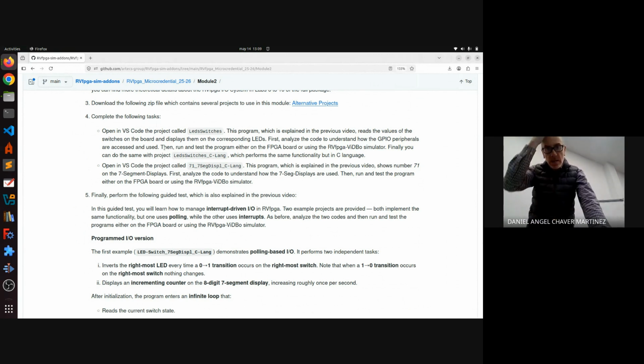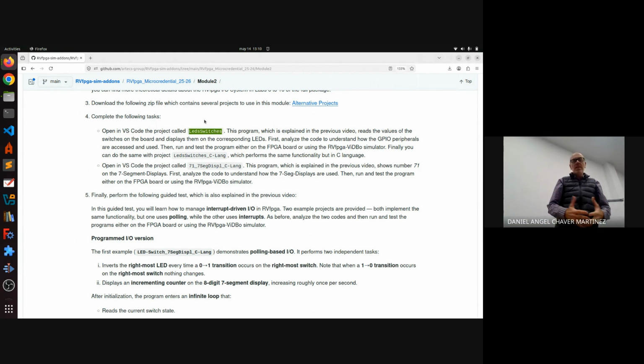several projects included there in the alternative projects that you've just downloaded, and they are guided programs using these peripherals that you will be using later in your exercises. So one is LED switches that, as the name says, it uses the LEDs and the switches on the board with a simple functionality. There's the assembly language program and the C language program. You should look at both in order to understand, after watching the video, how we are using those peripherals to communicate with them from our program.